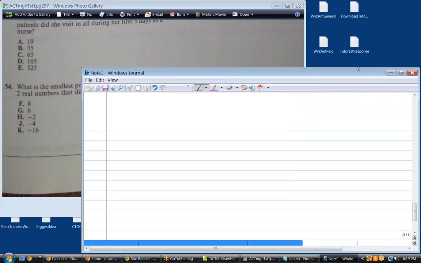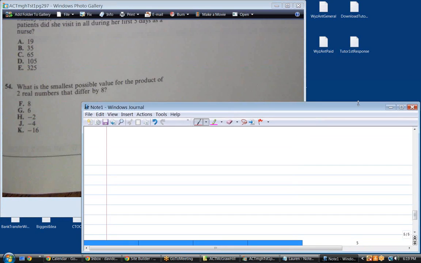What is the smallest possible value for the product of 2 real numbers that differ by 8? So give me 2 real numbers that differ by 8. They're like equal 8 or? That differ by 8. Their difference is 8. Give me 2 numbers whose difference is 8.